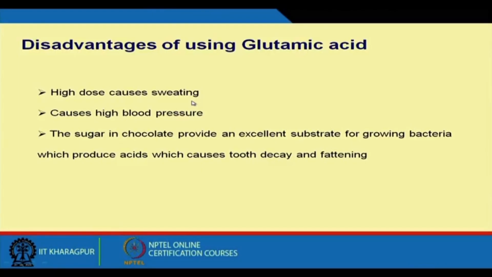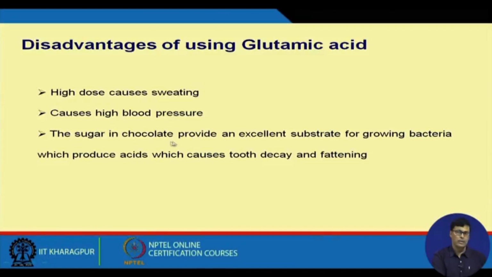Now, there are several disadvantages of glutamic acid. A high dose causes sweating, which is one disadvantage we have. It causes high blood pressure. This is another disadvantage we have.